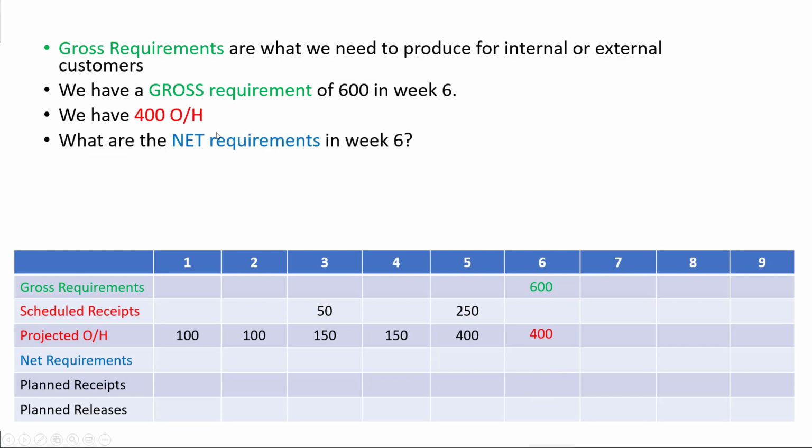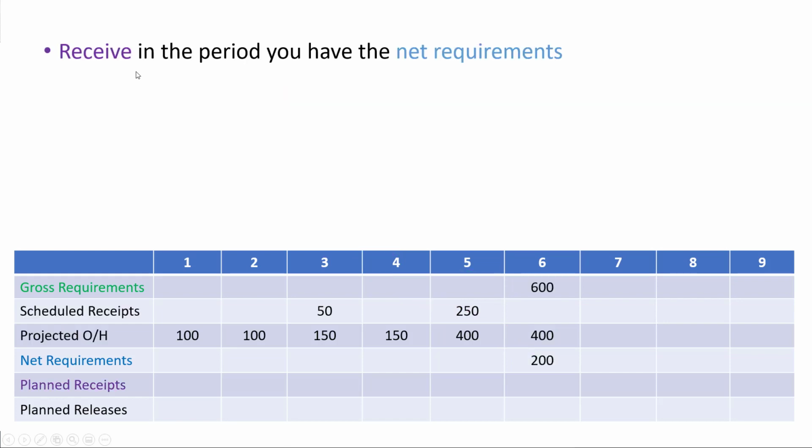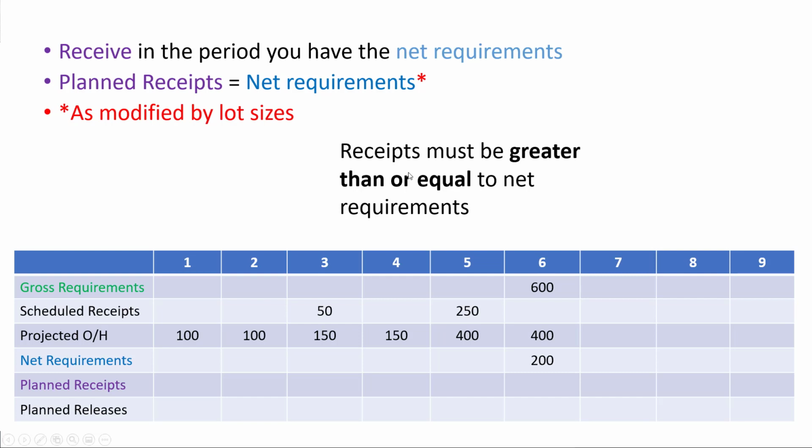So now we calculate net requirements. Our net requirements are always the gross minus the on hand. You can think of on hand as on the shelf. So we need 600 of those in week 6. We are projected to have 400 on the shelf in week 6. So we have a shortage, a requirement of 200 in week 6. We receive in the period we have the net requirements. So our planned receipts will equal our net requirements as modified by lot sizes. So receipts must be greater than or equal to net requirements.